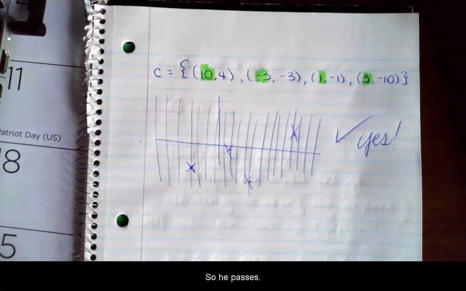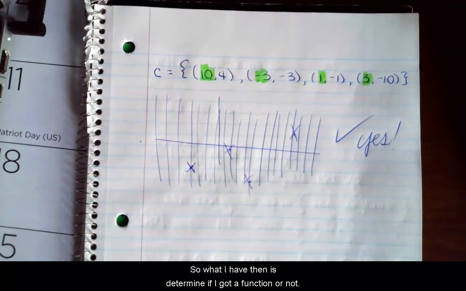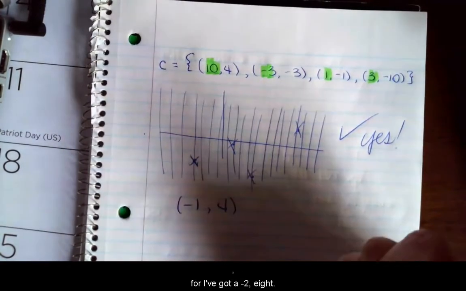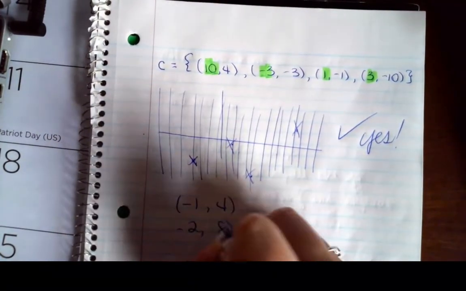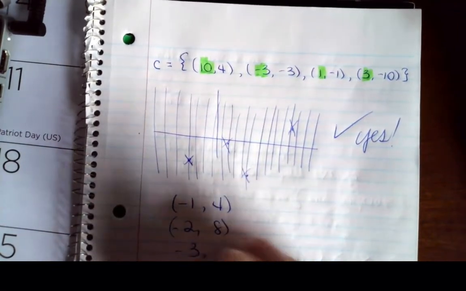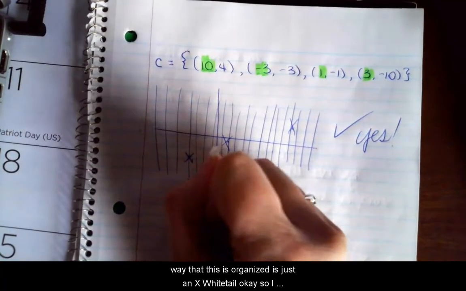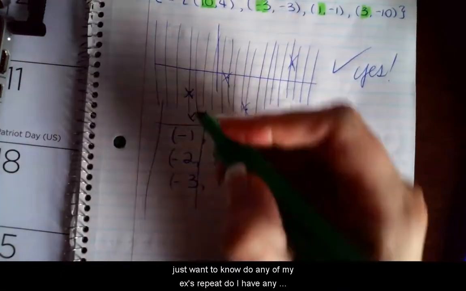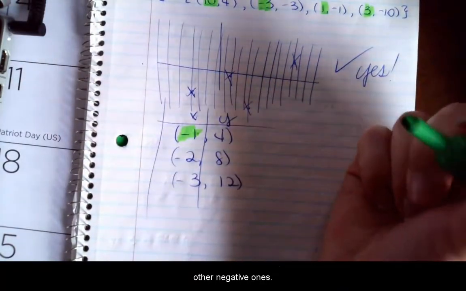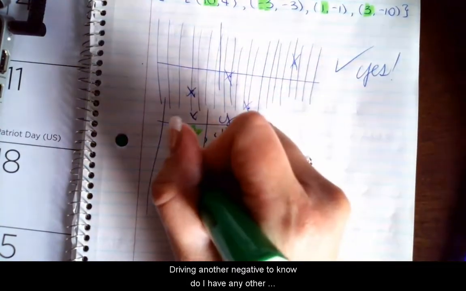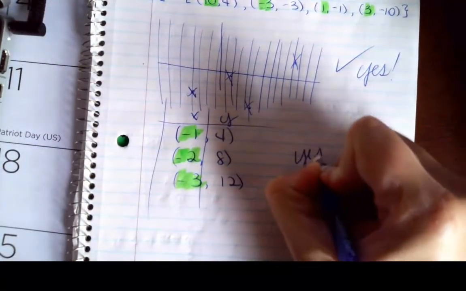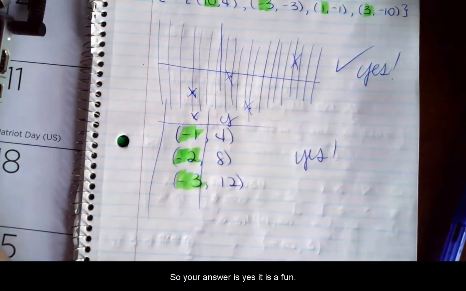So it passes, okay? So what I have then is, determine if I've got a function or not. If I've got (-1, 4), I've got (-2, 8), and I've got (-3, 12). So first of all, the way that this is organized is just an XY table, okay? So I just want to know, do any of my x's repeat? Do I have any other -1s? No. Do I have any other -2s? No. Do I have any other -3s? No. So since none of those repeat, this passes. So your answer is yes, it is a function.